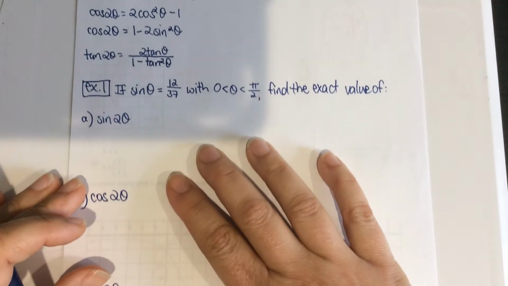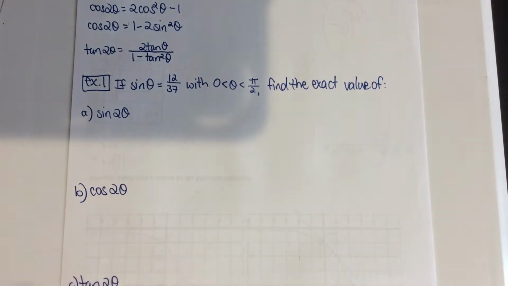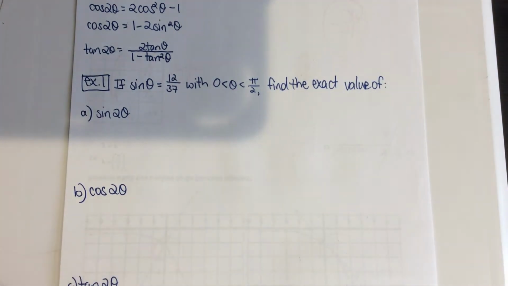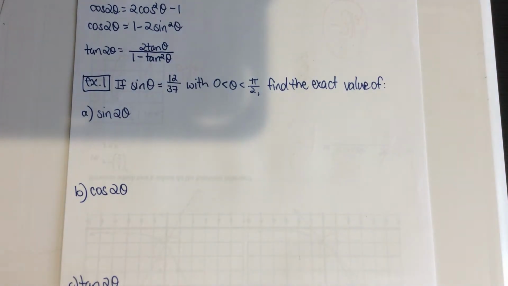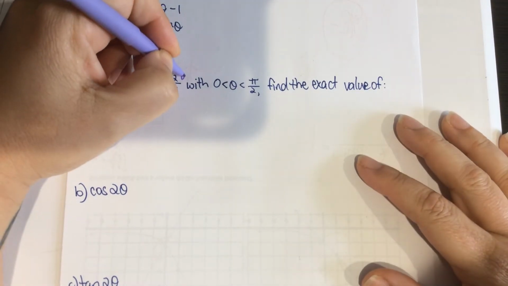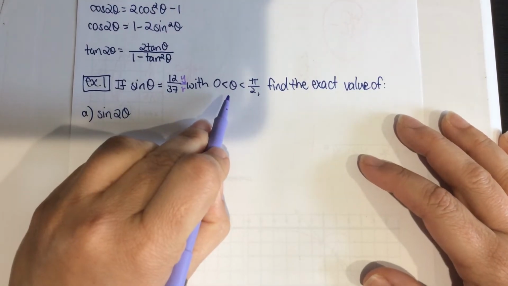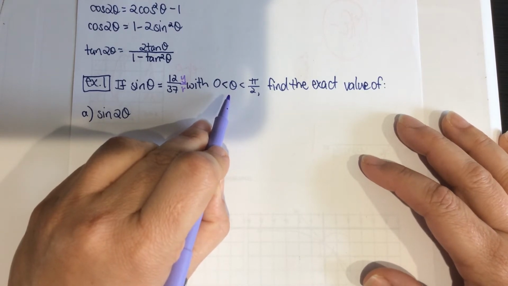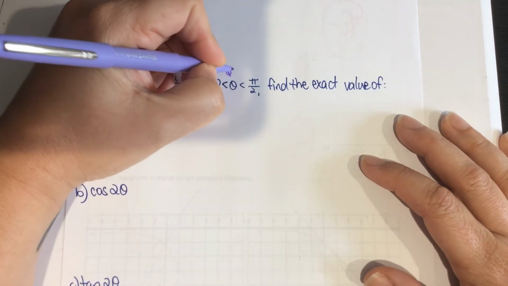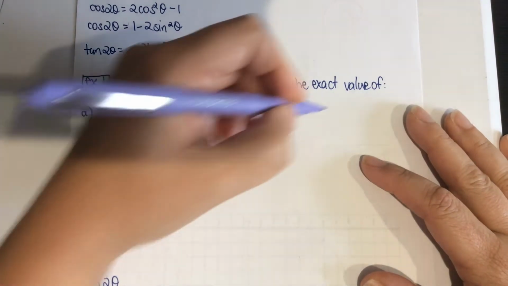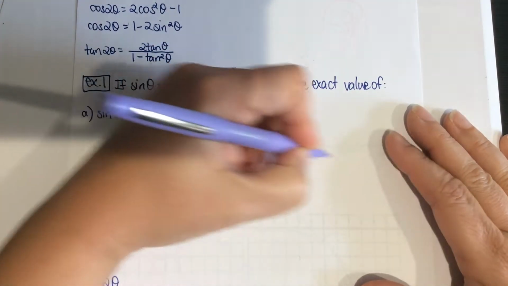All right, so we're going to be given some information. I'm going to draw a picture for this off to the side because we're going to use the picture for all 3 parts of this. So we know that sine of theta is 12 over 37. We know that sine is y over r. And then theta, it's given that it's between 0 and pi over 2. So that is in quadrant 1. So we know we're going to have a triangle in quadrant 1.